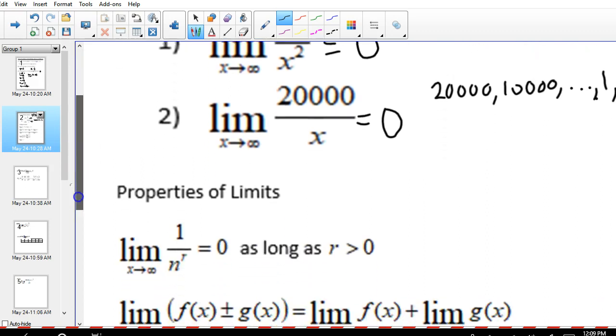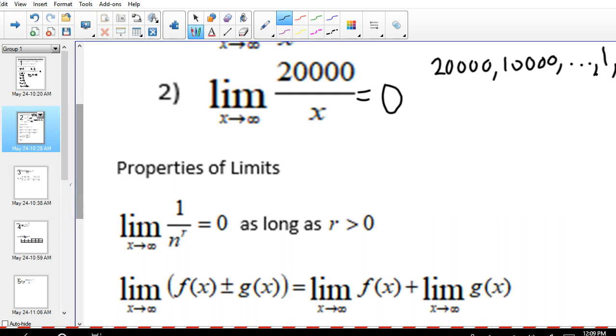So here is a property of limits that you need to know. The limit as x approaches infinity of 1 over n to the r power always equals 0. And here r does have to be greater than 0, because what happens if I have 1 over x to the negative 3? What do I do with negative exponents? If I was solving, I would cube root, but just to simplify it, I move it to the other side of the fraction. So 1 over x to the negative 3 is really just x to the third.